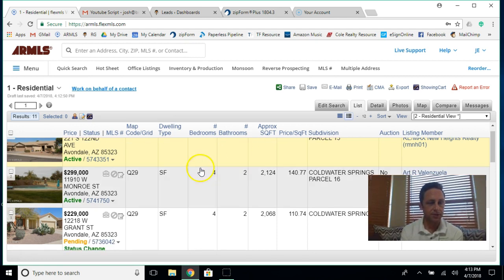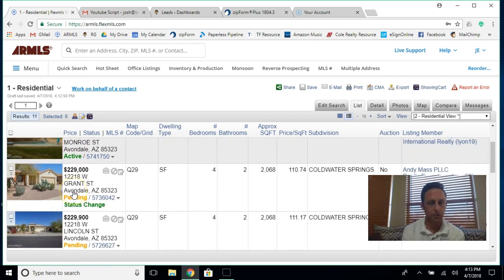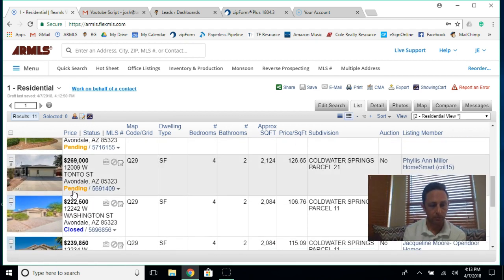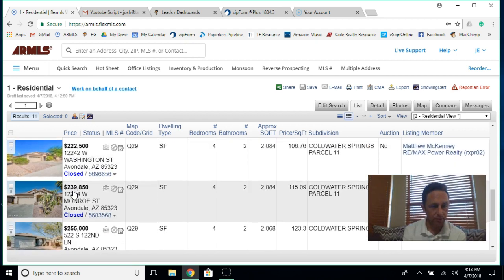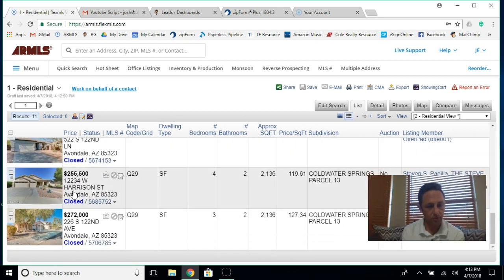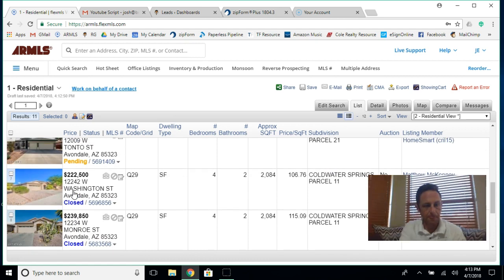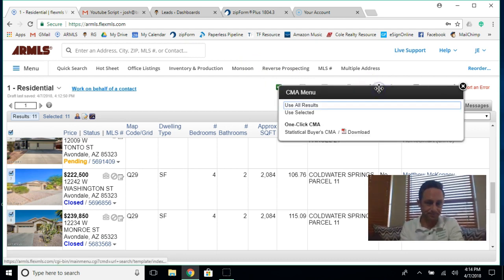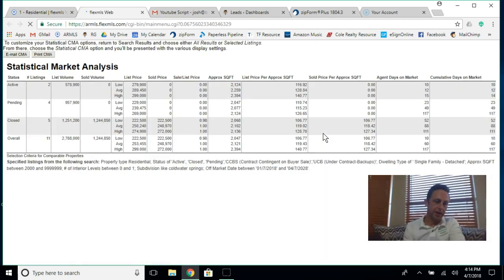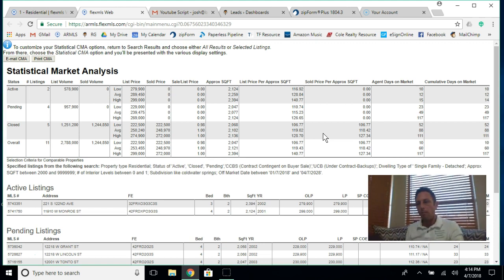So as we're looking, you can see that there are currently 2 active. There's 1, 2, 3, 4 pending, and then the rest are closed, which would mean that there should be 4 closed. 1, 2, 3, 4, 5. Nice, 5 closed. Okay, so here's what we want to do. Go ahead and MLS has changed, so I'm just in the habit of highlighting them all. But it's gotten a lot easier. So then go ahead and click CMA right up here. Now we will come back and reference the actual listings, but this is the actual CMA.